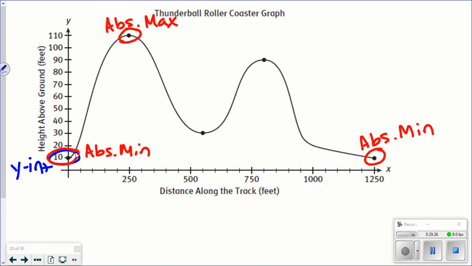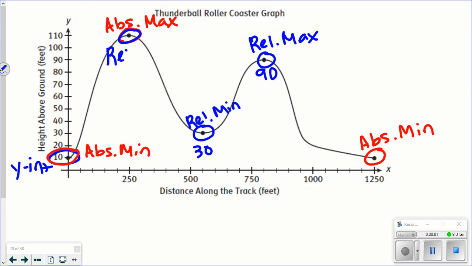Now let's talk about relative minimums and relative maximums. They can't be endpoints. So for a relative minimum, do you see a valley or a low point? It's right here at 30. Do you see a hill? Right here. So this is a relative maximum, and it occurs, if I draw my line over, at about 90. And I actually have one more relative max, right here. This is also a relative max because it's not an endpoint.